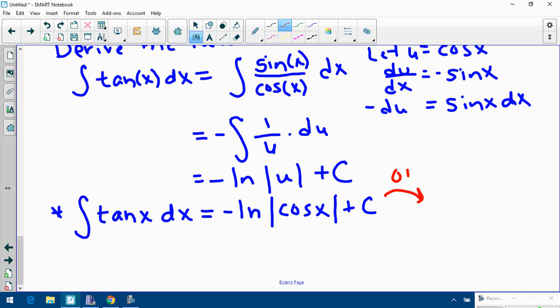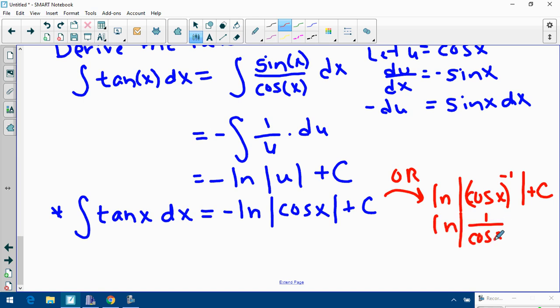But, you know how I love this, I could also write this a different way. This negative out front really means what? It's like negative 1. So when there's a number out front of a log, what can you do? You can put it in. So this would be ln of the absolute value of cosine of x to the negative 1 plus c, which is the same as saying ln of the absolute value of 1 over cosine of x plus c.